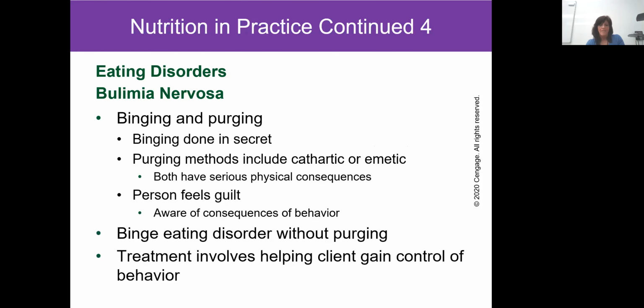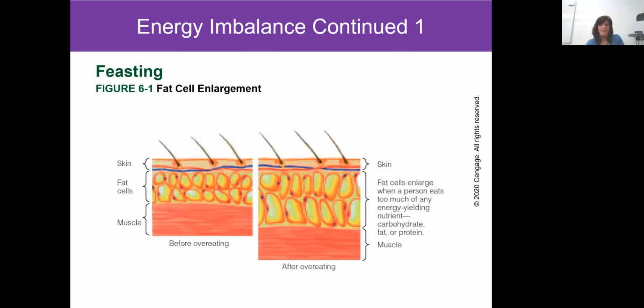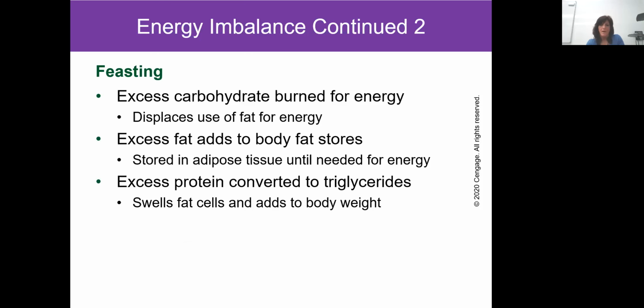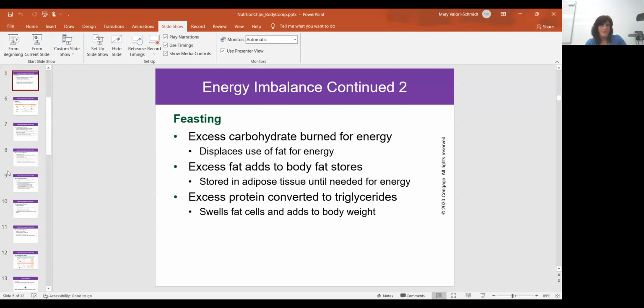Let's see. And this goes into great detail about the eating disorders, but I think that we are going to be done. Yeah, we are done. I'm going to stop sharing and let's turn this off.